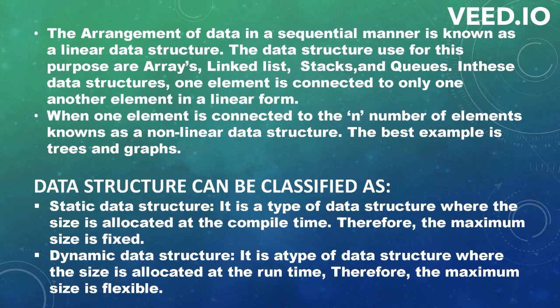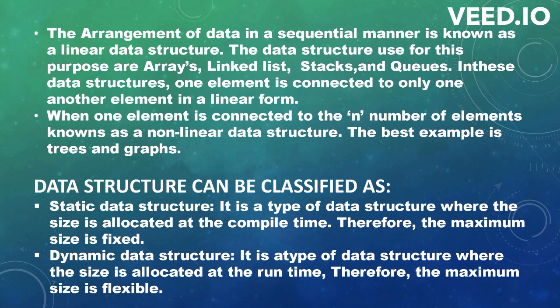In array, linked list, stacks and queues, elements can be accessed by using their index number. In this data structure, one element is connected to another element in a sequential manner. A non-linear data structure is where one element is connected to n number of elements. The best examples are trees and graphs.